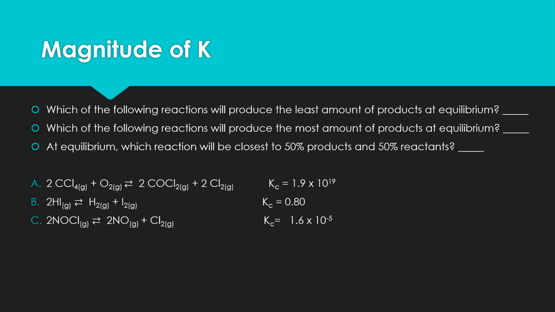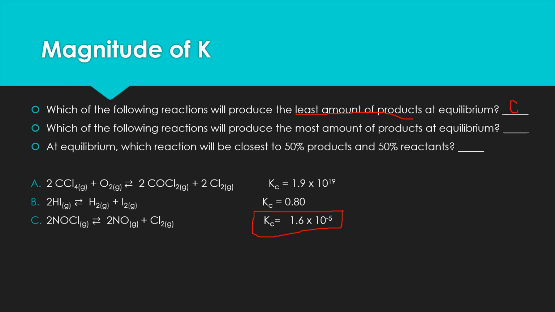If we want to have the least amount of products, we want to favor reactants, we need a larger denominator. We want that fraction to be much smaller. So we want the smallest value possible to favor the reactants. That would be reaction C with the smallest equilibrium constant.